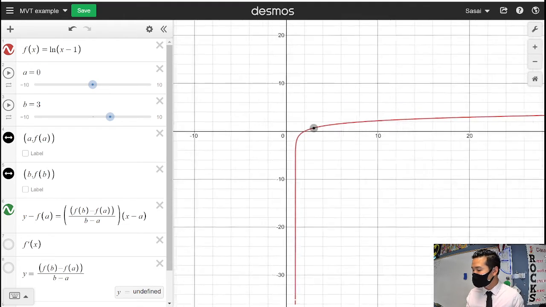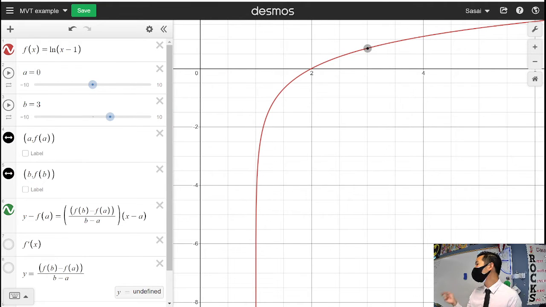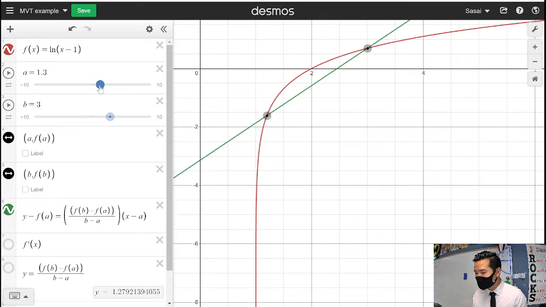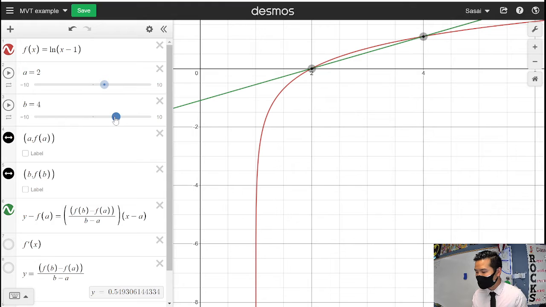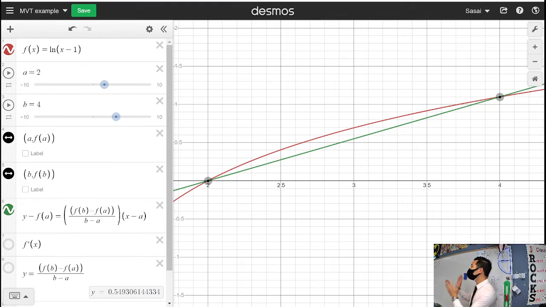So the function is continuous. Do I see any corners? No, I just see a curve, right? So it's differentiable. By the way, I'm not looking at it from 0 to 3. I'm looking at it from 2 to 4. Now looking at it from 2 to 4, clearly continuous and differentiable. So can I apply the mean value theorem? Yeah. And some of you can already see it exists, doesn't it?